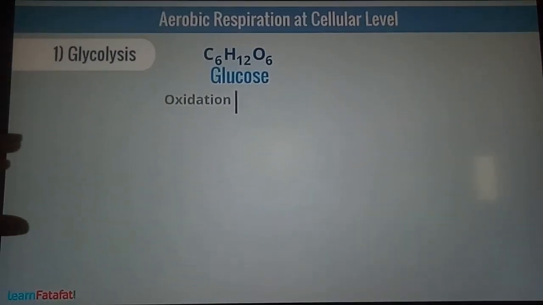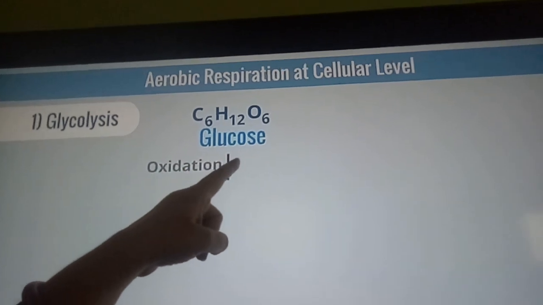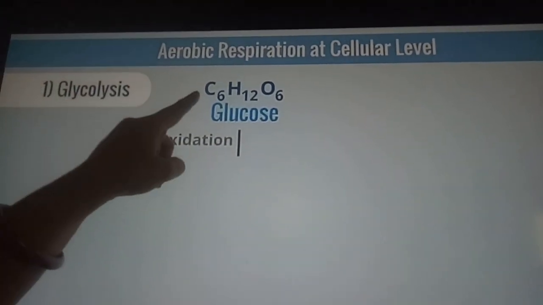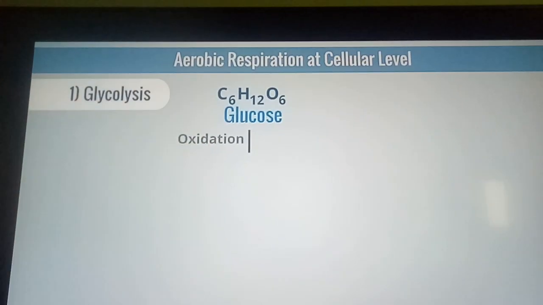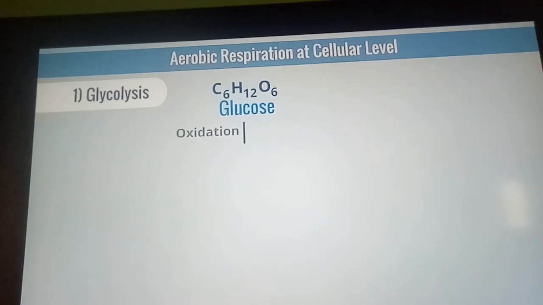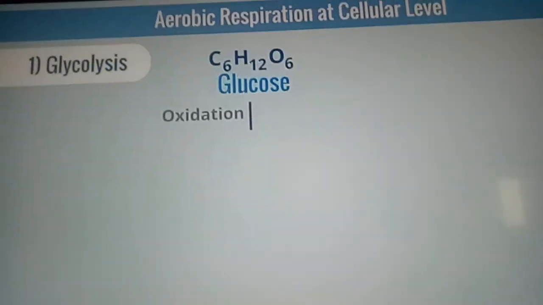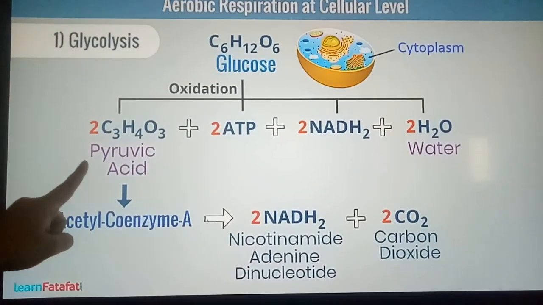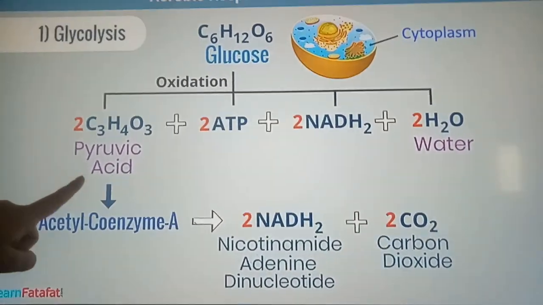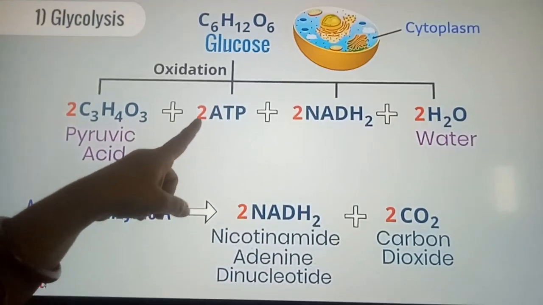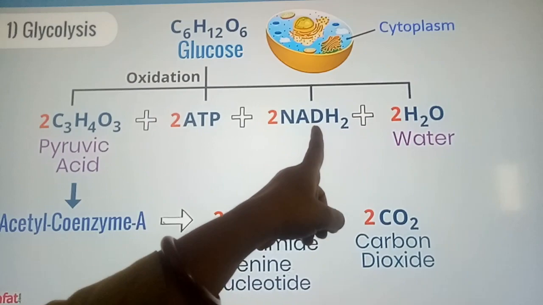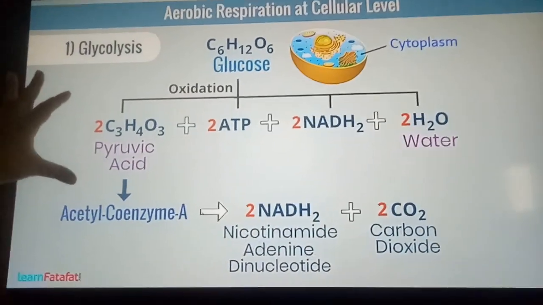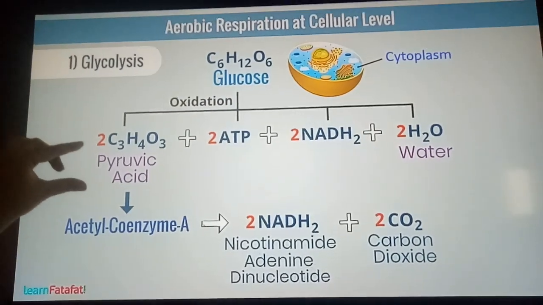The first reaction of aerobic respiration in a cell happens in the cytoplasm, where the food being absorbed by the cell is in the form of glucose. What is the chemical nature of glucose? C6H12O6. Oxidation is carried out for this food molecule, glucose, which is converted into 2 molecules of pyruvic acid, 2 molecules of ATP, 2 molecules of NADH2 and 2 molecules of water. This is how glucose has been oxidized into 2 molecules of pyruvic acid.